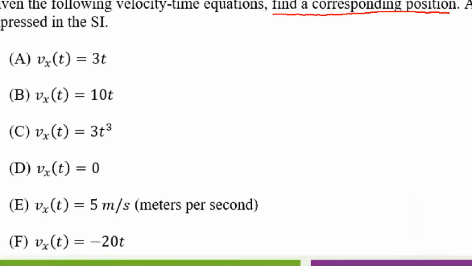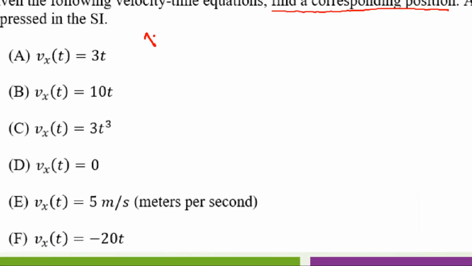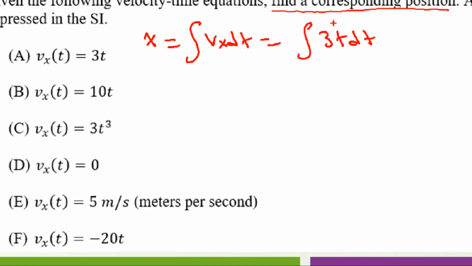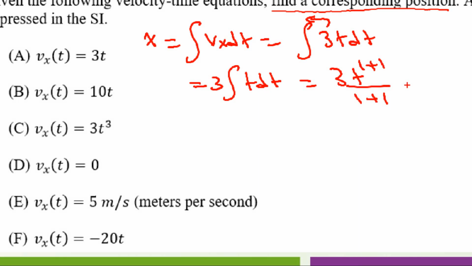Then the horizontal position would be the integral of vx dt, which is the integral of 3t dt. Now we can drag the 3 out. That would be 3 times the integral of t dt. We increase the power by 1. That would be 1 plus 1 divided by 1 plus 1, plus the constant of integration, and that would be 3t to the power of 2 divided by 2, plus a constant. Now what about the constant?